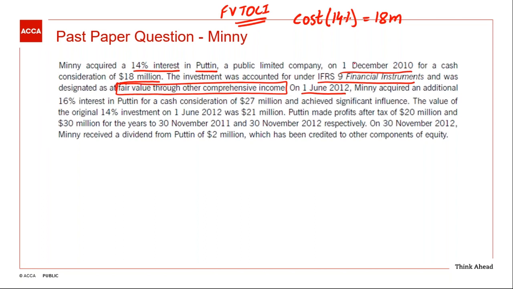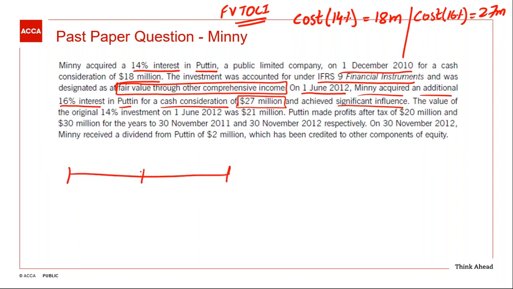On 1st June 2012, which is 1.5 years after the acquisition, Mini acquired an additional 16% interest in Putin for a cash consideration of $27 million. So we have acquired a further 16% shares at a cost of $27 million and achieved significant influence. So this means that if we plot a timeline, this was 1st December 2010, and exactly in the mid of the current year, which is 1st June 2012, we have acquired further shares and gained the influence. So this means it was an investment in the first 6 months and it was an associate in the last 6 months. So we have increased our holding in the investment to make it an associate.